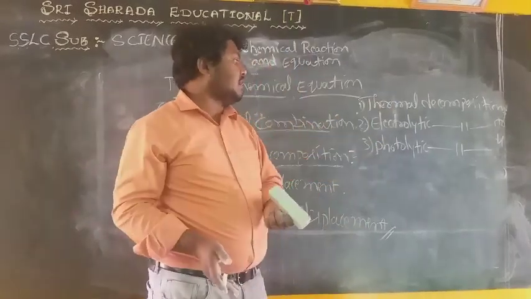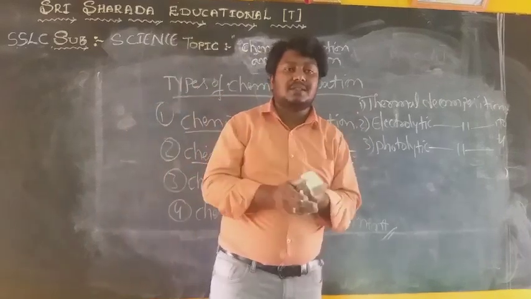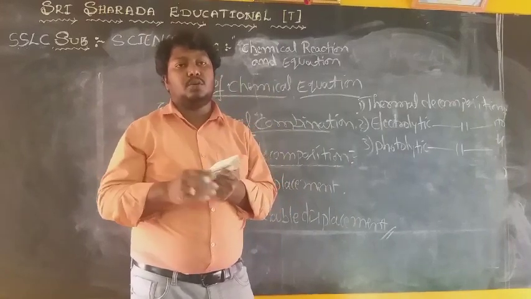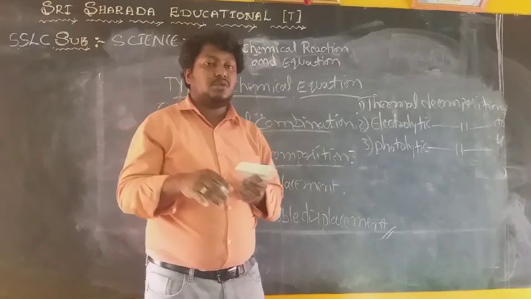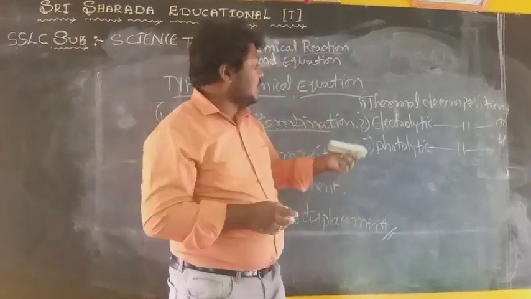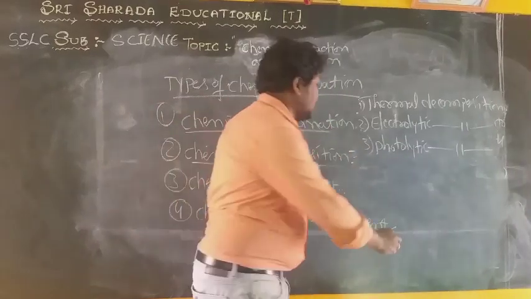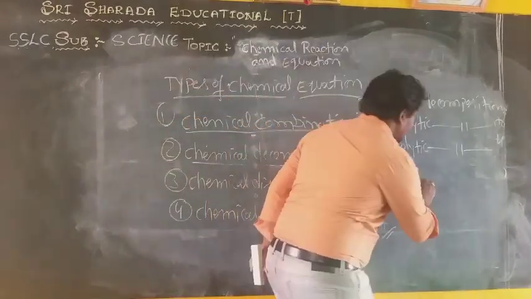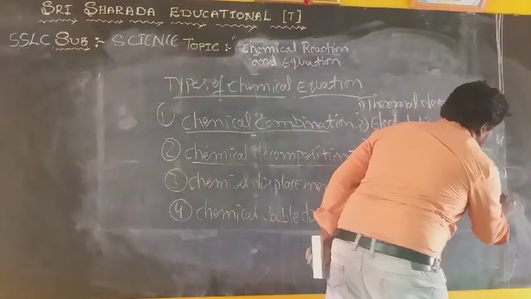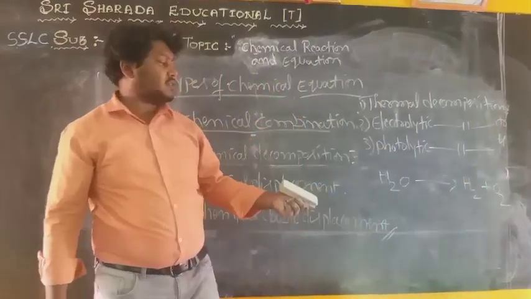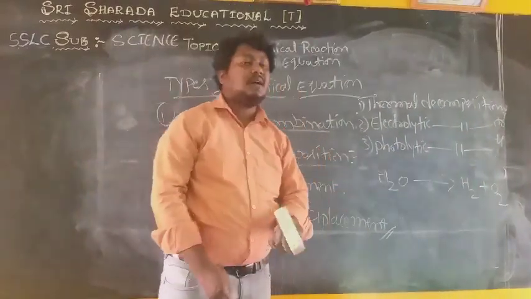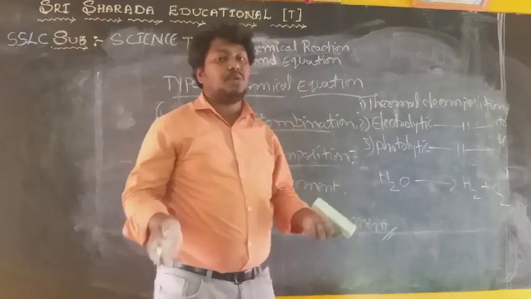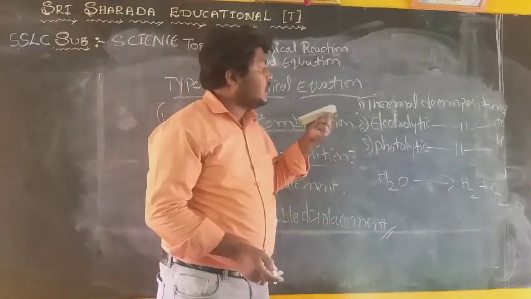And electrolytic decomposition means by passing electricity. Yes, you know that in the electrolytic method of purification of metals, we use electrolytes. Okay, so here water can be decomposed. It means H2O can be decomposed into hydrogen and oxygen molecules. Water can be decomposed into hydrogen and oxygen by using the electrolytic method. So this type of decomposition is called electrolytic decomposition.